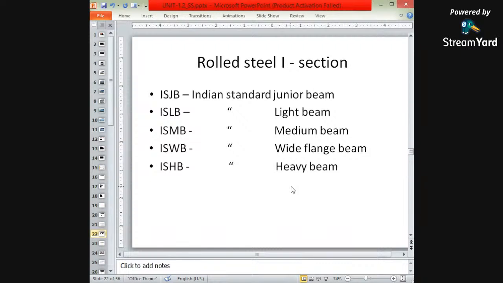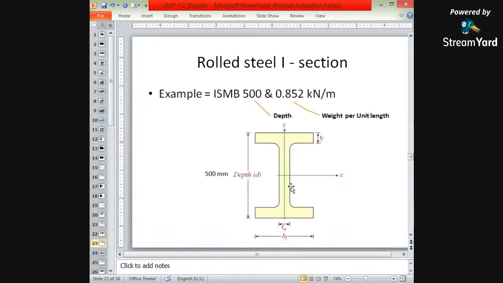Okay. This is nothing but Indian Standard Medium Beam, ISMB. Normally it is mentioned in this way in the steel table: ISMB 500, and its weight is mentioned, that is 0.852 kilonewton per meter. This is nothing but the weight per unit length. What is the weight of this steel per meter? Per unit length is nothing but per meter.